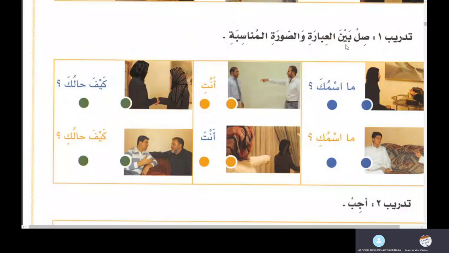Baina, between. Al-ibara, phrase. Wa, and. Aswara, picture. Al munasiba, appropriate. Sil bayn al ibarati wa suwaratil munasiba. Connect between the phrase and the appropriate picture. Read the question.